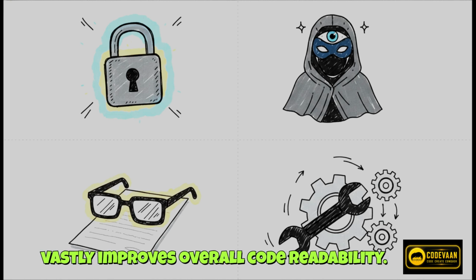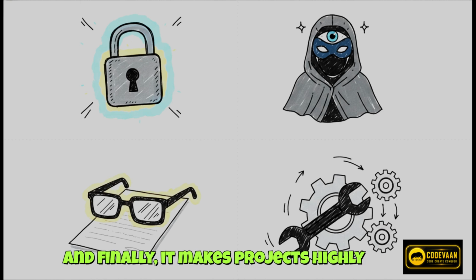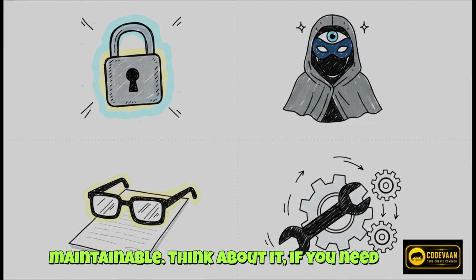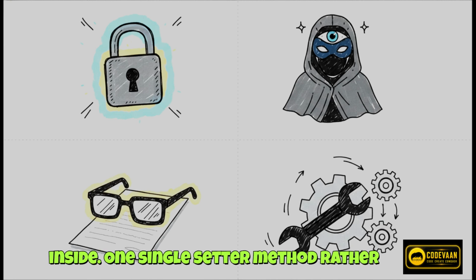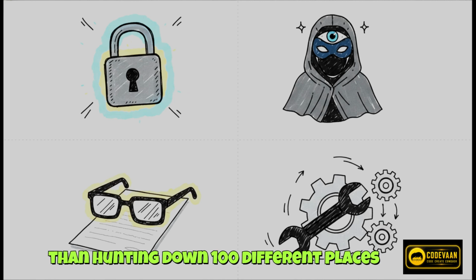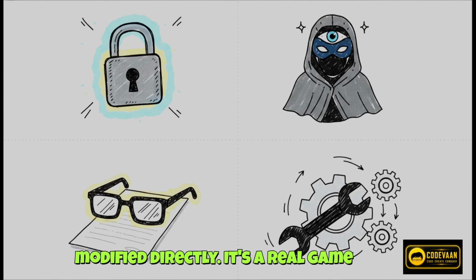Plus, it vastly improves overall code readability. When a developer sees a getter or setter, they immediately understand your intent. And finally, it makes projects highly maintainable. Think about it. If you need to change how an age is validated in the future, you only have to update it inside one single setter method, rather than hunting down 100 different places where the variable might have been modified directly. It's a real game changer.